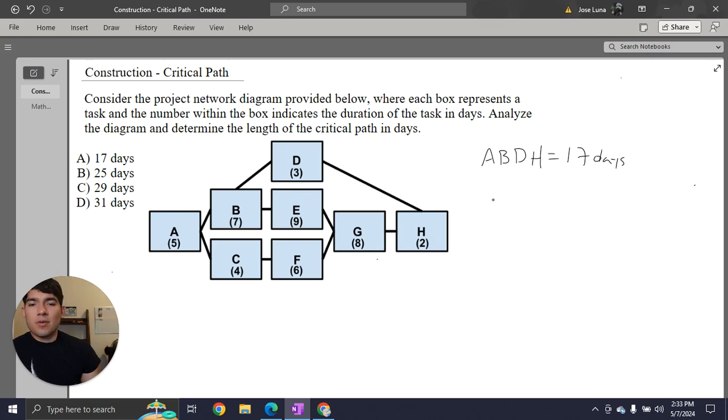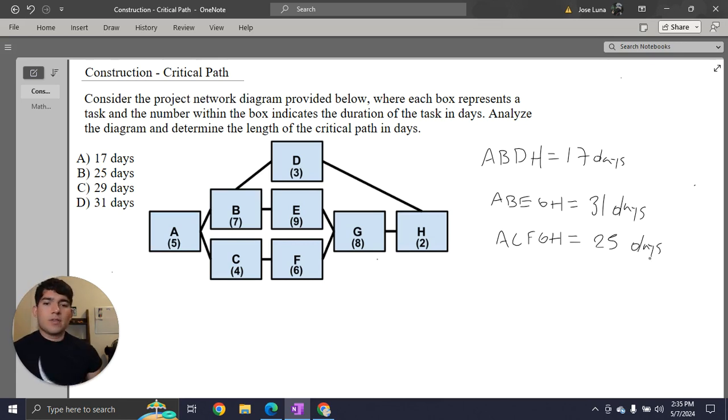So then the next path that we can do is going to be A, B, E, G, H. So the length for that path is 5 plus 7 plus 9 plus 8 plus 2, and that's going to be a total of 31 days. So then we have one more path that we can look at, which is A, C, F, G, H, and then the length for that one is going to be 5 plus 4 plus 6 plus 8 plus 2, and that one's going to be 25 days.